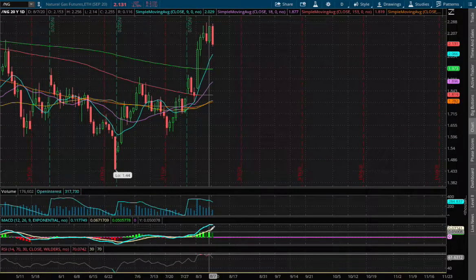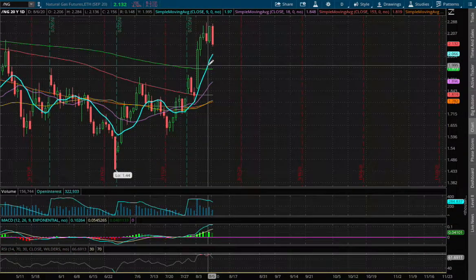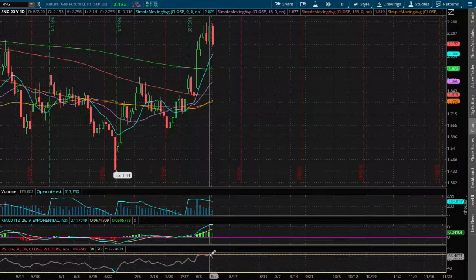We see no signs of a divergence on the daily MACD. So the next possible support will be around the 9-day moving average, this blue line, and we are also quite near overbought RSI on the daily chart.